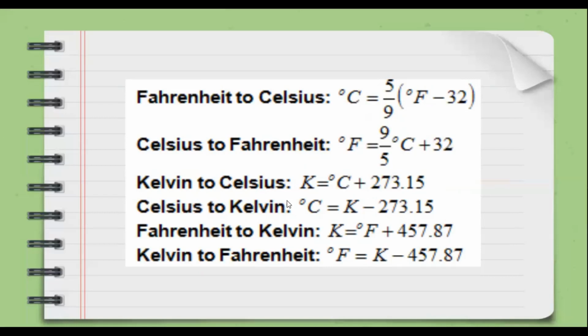For C to K, we have Kelvin is equal to degrees C plus 273.15. For Kelvin to Celsius, degrees C is K minus 273.15. And Fahrenheit to Kelvin, we have K is equal to degrees F plus 457.87. And then Kelvin to Fahrenheit, we have degrees F is K minus 457.87. So these are the standard formulas for temperature conversion.